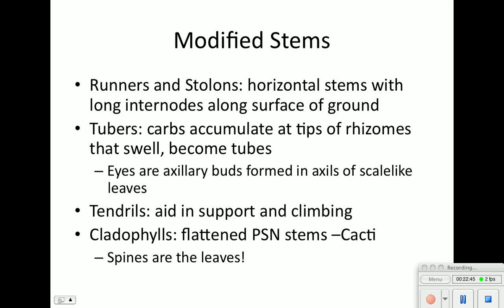We have tendrils. Where do we find tendrils? Does anyone remember? Tendrils. Sounds familiar. Pea plants, yes, pea plants, the tiny little things that coil around and they kind of pull the plants up to the sun. And then we have cladophylls, flattened photosynthetic stems like cacti. Spines are leaves as well.